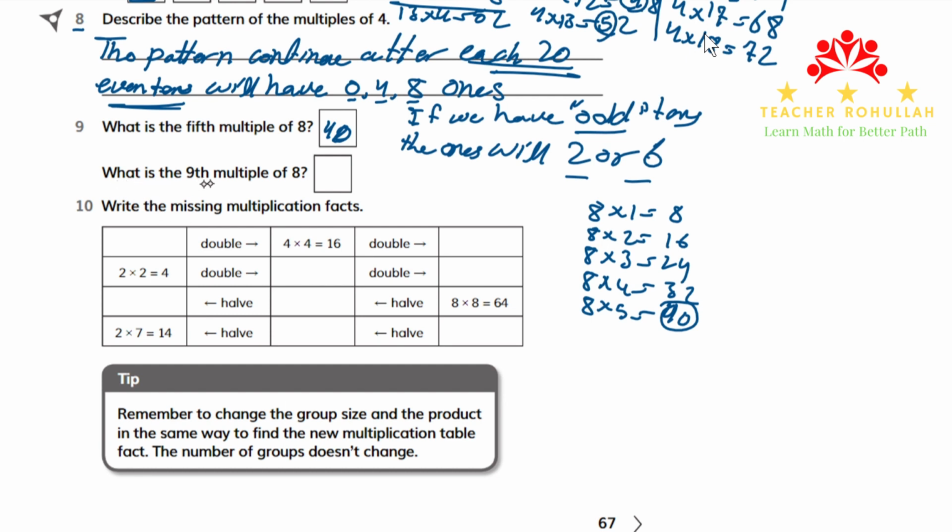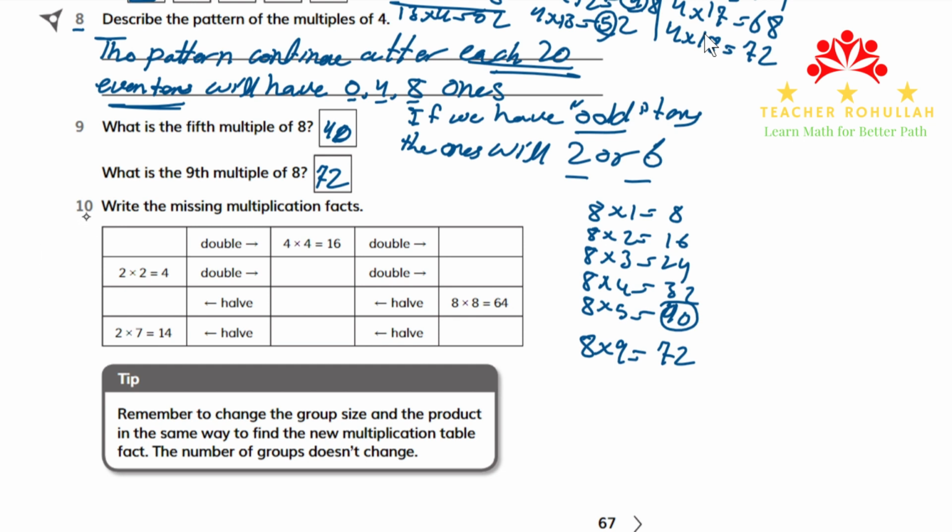Now it says, what is the ninth multiple of 8? Without writing all other numbers, we can say 8 times 9 is 72. So the ninth multiple of 8 is 72. Question 9 is also done. Let's now move to question number 10.